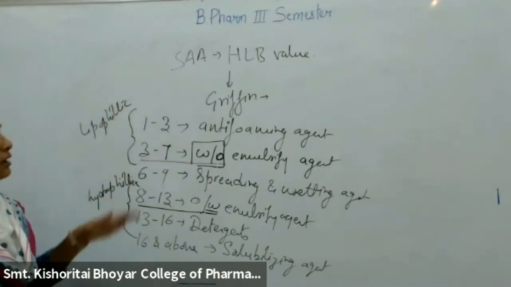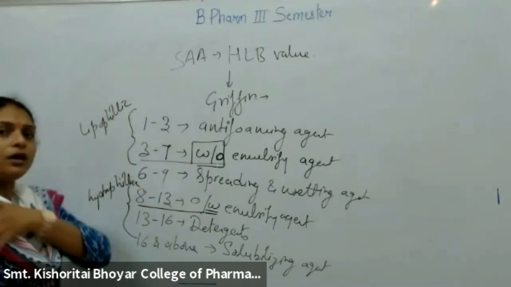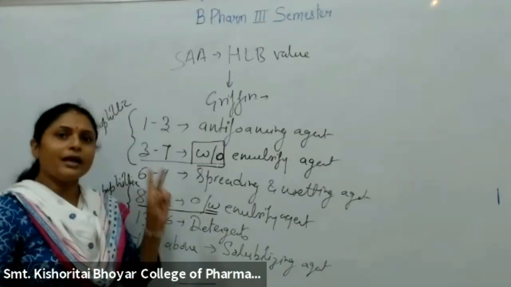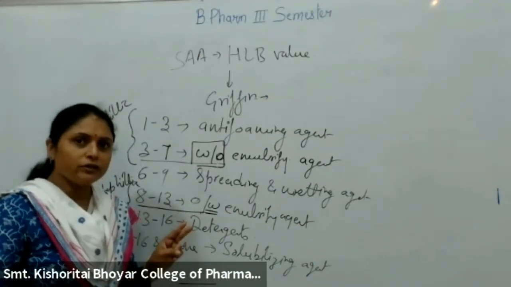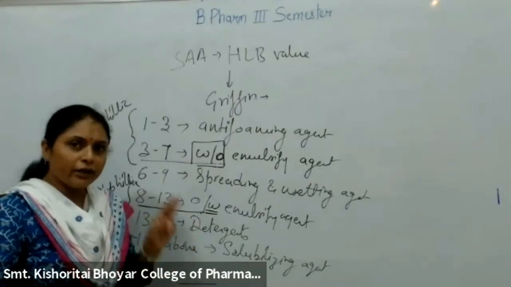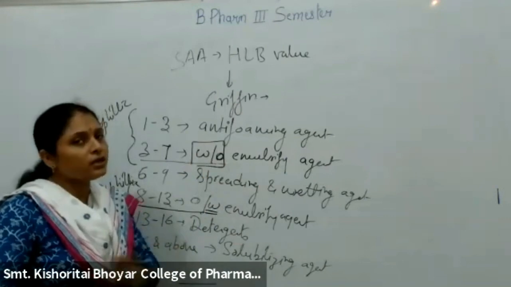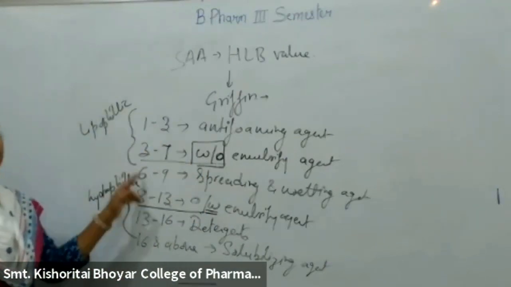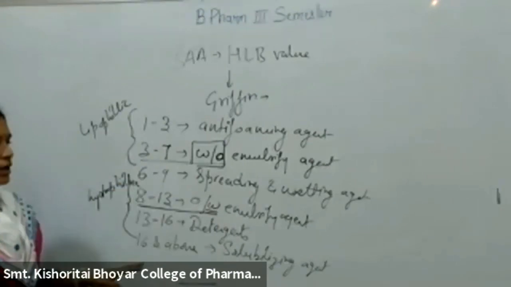So I think this much should be in your mind today: what are surface active agents? They adsorb onto the surface or interface. They reduce the surface tension or interfacial tension, thereby reducing the surface free energy of the system, and they perform different functions based on the HLB value.